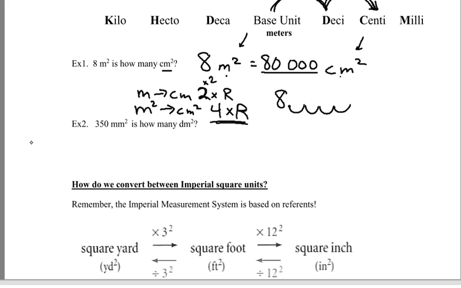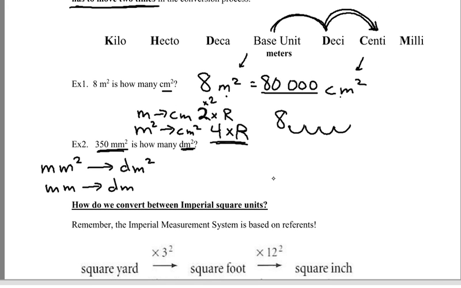Example 2, 350 millimeters squared is how many decimeters squared? Well, we want to go from millimeters squared to decimeters squared. Well, let's first check out what's millimeters to decimeters. Well, let's go to our conversion chart. Millimeters to decimeters. Millimeters, we want to finish at decimeters, which is going to be 2 conversions to the left. So millimeters to decimeters is usually 2 times left, but because we want squared units, double your conversion moves, and it's going to be 4 times to the left.